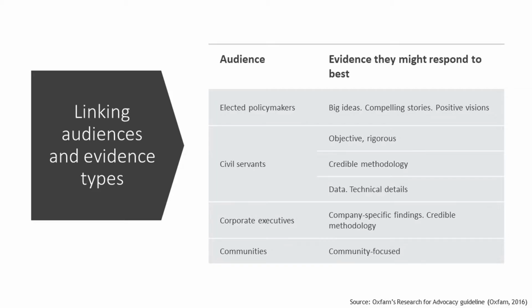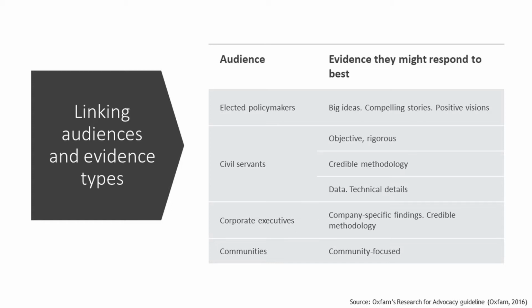Now, there's some specific strategies that Oxfam identifies, and they identify some guidelines for communicating depending on the audience that you're communicating with. They identify different types of audiences and then the different types of communication strategies that you can use depending on the audience that you're talking to. So the first audience are elected policymakers. So these are your elected officials, your politicians.